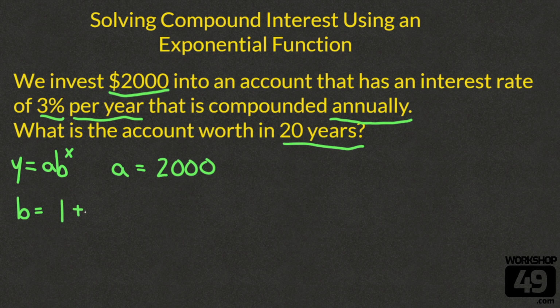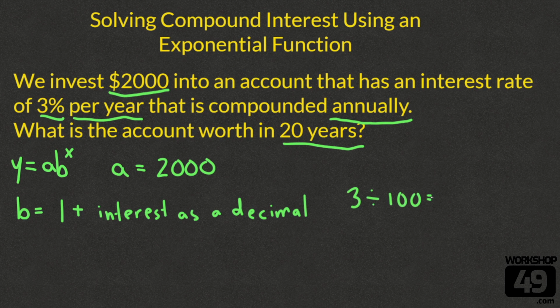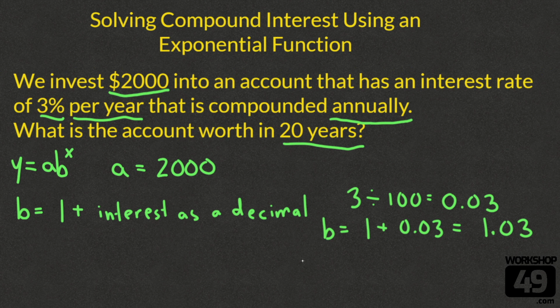B, which is the base of our exponential function, we can calculate by taking 1 plus whatever our interest rate is represented as a decimal. So we're going to have to take that 3% interest and turn that into a decimal. In order to do that, we divide by 100. 3 divided by 100 is 0.03, which means we can calculate the base of our exponential function by doing 1 plus 0.03, and now we have our base, 1.03, and we are good to go.